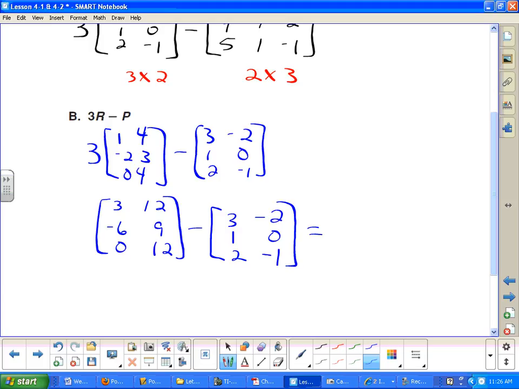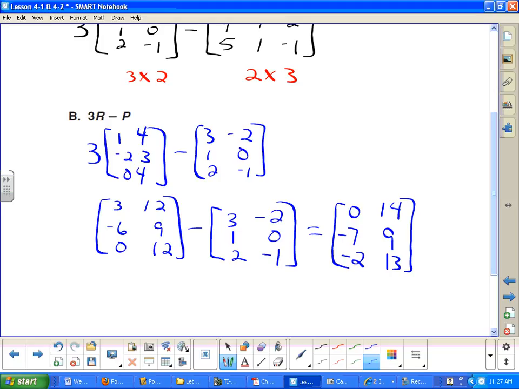Then we do our subtraction. 3 minus 3 is 0. 12 minus negative 2 would be 14. Negative 6 minus 1, negative 7. 9 minus 0 is 9. 0 minus 2 is negative 2. And 12 minus negative 1 would be 13.